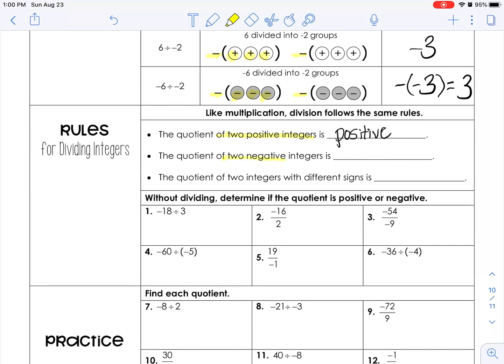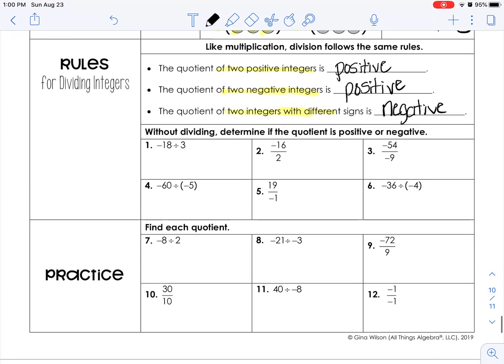If you have 2 negative integers, so if both your numbers are negative, your quotient is going to be positive. And then if your 2 integers are different, so you have 1 positive and 1 negative, your quotient is going to be negative. So it's just like your rules for multiplying.